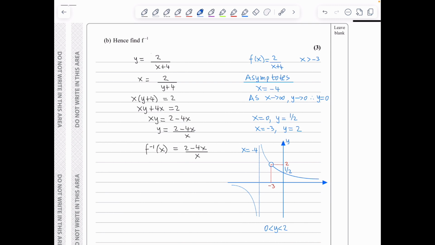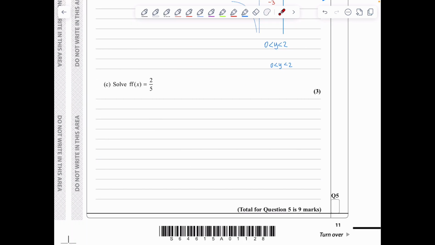Now the range of f of x is the domain of the inverse, so coming back here to f inverse of x, the domain will be x belongs to the reals, and 0 is less than x, which is less than 2. In part C, we need to solve f of x is 2 over 5.